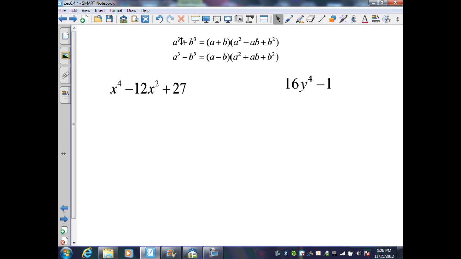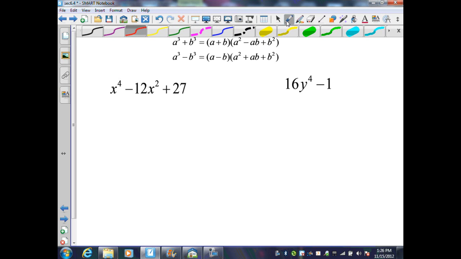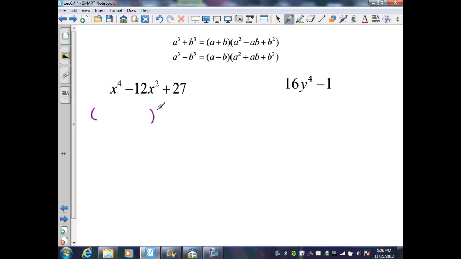I kept our sum of cubes and difference of cubes here as a reference. So let's take a look at our first example on this page, x to the fourth minus 12x squared plus 27. This follows our pattern in such a way that we need two sets of parentheses that will break this into two binomials. There's not a GCF in each term that I can factor out, but I can break up x to the fourth into x squared and x squared. And I know that I need two factors of 27 that add to make negative 12. That would be 9 and 3.